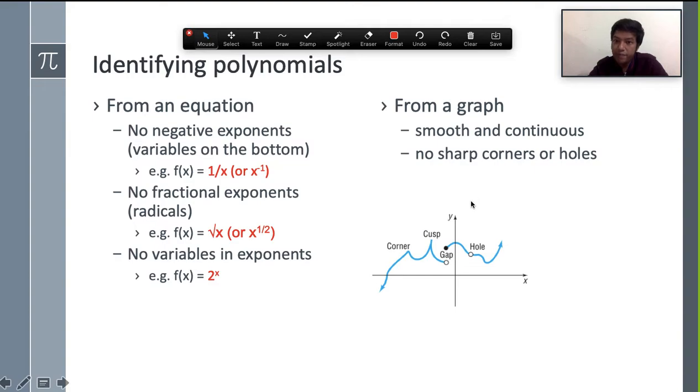And from the graph, if you see there is some hole, this is called a hole. If in between the graph there is a circle, and the circle is empty, no black color there, that means it's a hole, then it is not a polynomial function. If the graph is not smooth, a polynomial function is smooth and continuous. Okay, the graph has to be smooth and continuous. If there is a corner or cusp or gap, hole, then it is not a polynomial function.